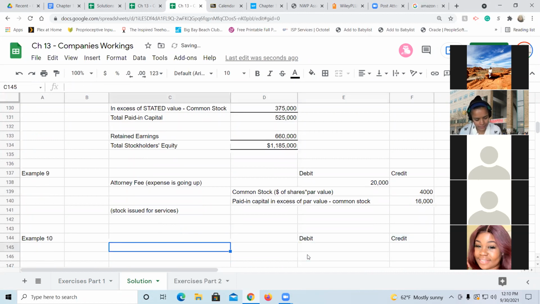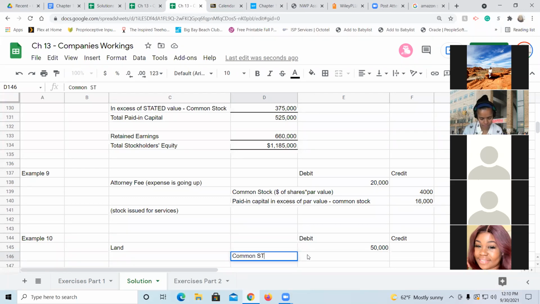All right, go ahead. Okay, debit, 50,000 land. Yes. So you're choosing the land because that's what it's worth, because the stock doesn't have a market price, right? And then common stock. I did 1,000 times $5, which is 5,000. Yeah, so it's the number of shares.